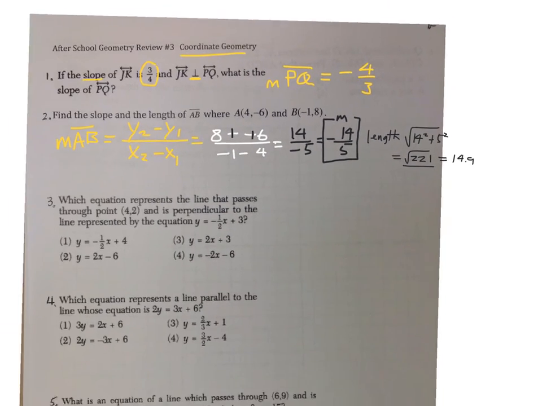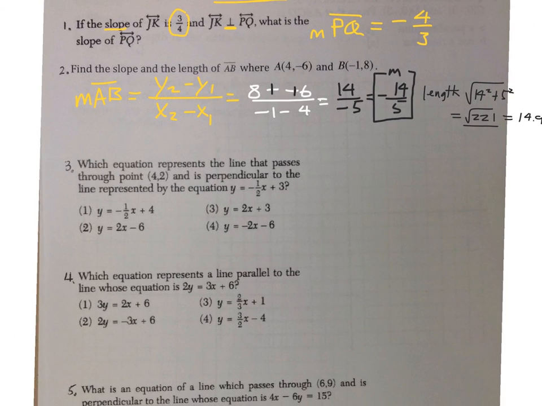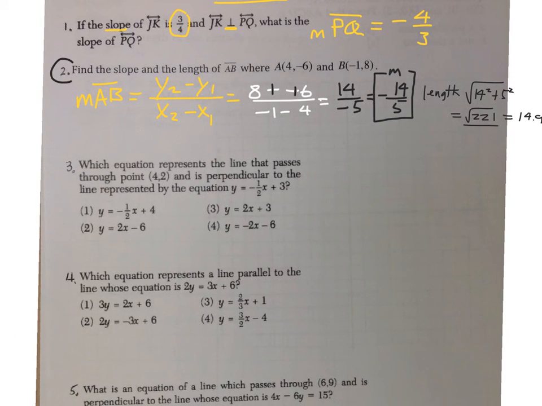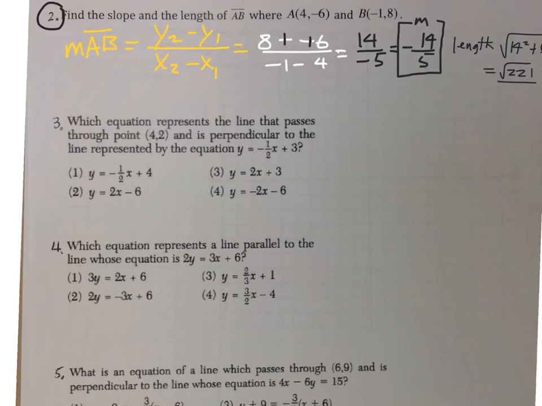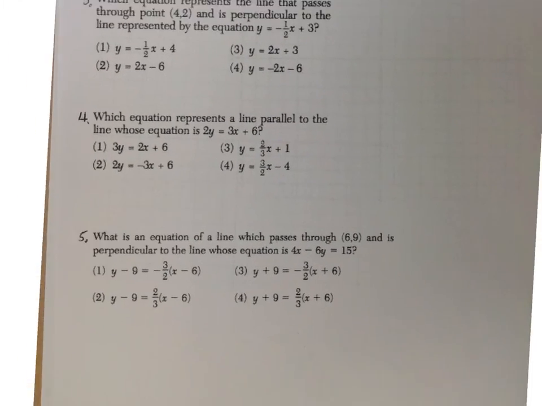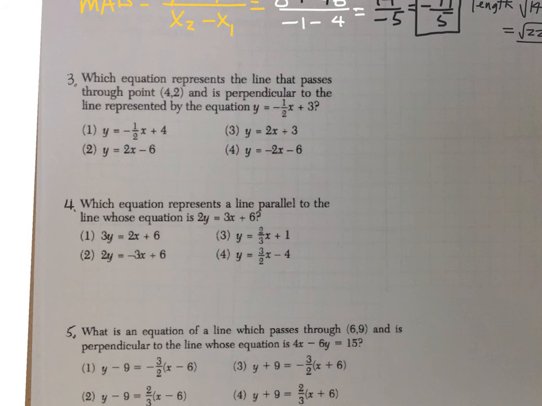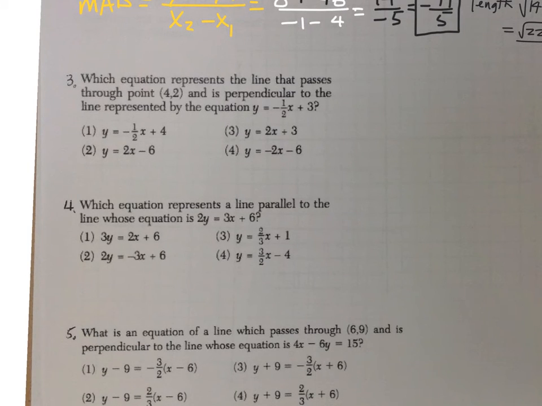Okay, that's question number 2. I can't say enough about how important that is. It's one of the building blocks for a lot of the things that we do: finding the slope and finding the length. Questions number 3, 4, and 5 are all connected to each other. All of them involve equations of lines, and sometimes you'll be asked to look at perpendicular situations, sometimes parallel. So it all depends on the style of question.